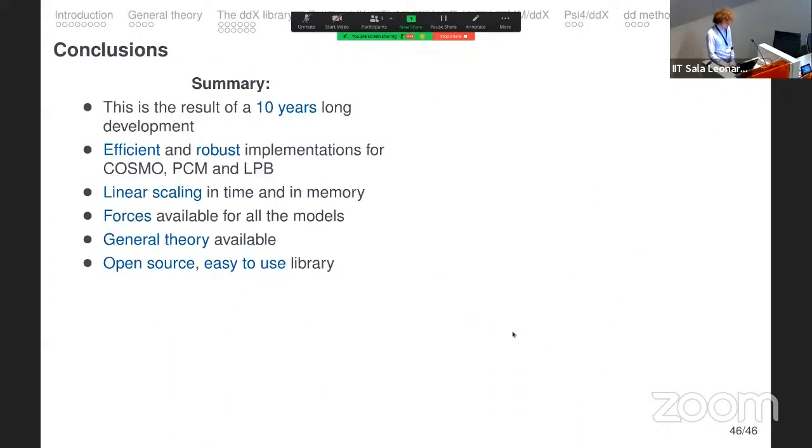And as a summary, this is the final result of a very long journey. It took many, many years, with different people working on this, chemists, mathematicians, and so on. By now, we have efficient and robust implementations for these three models. Everything is linear scaling in time and in memory. We have the forces and analytical derivatives for the three models. We also have developed this general theory, which makes it easy to couple with other solutes or with polarizable things in general. And we published this open source library so that if other people want to try it out, they can do it easily.